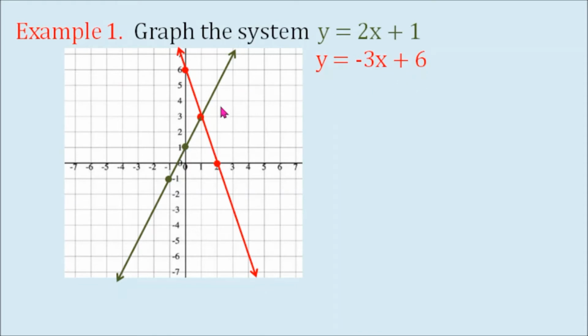Now the 2 lines meet at this point here, and they meet at (1, 3). So our solution is (1, 3).